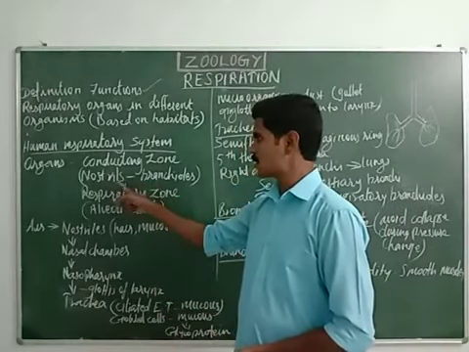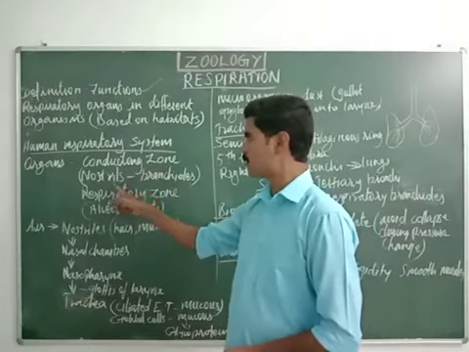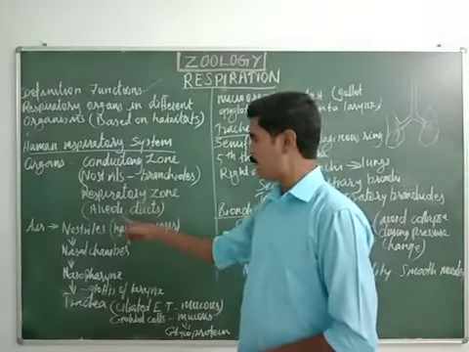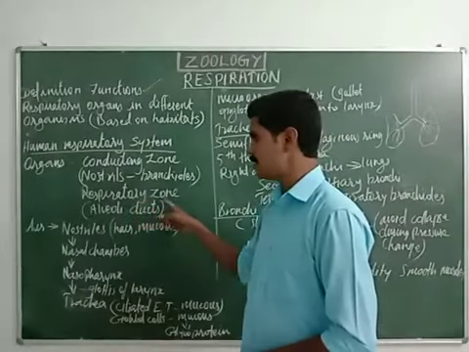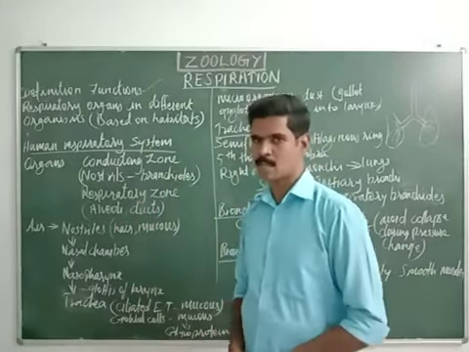So from the nostrils to the bronchioles, all the organs present in between come under the conducting zone, and the alveoli and the ducts connected with the alveoli come under the respiratory zone. So I hope you understood all the points about these two zones, dear students.